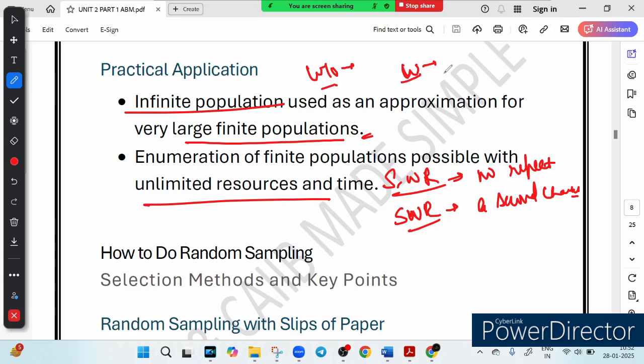Finite populations are countable, think of a small group, and infinite populations are theoretical but practical for large scale problems. So understanding this concept will help you make sense of statistical methods in the CAIIB examination and real world applications. Got it? Great. If you find this explanation useful, I hope you find it. Now let's talk about how to do random sampling.